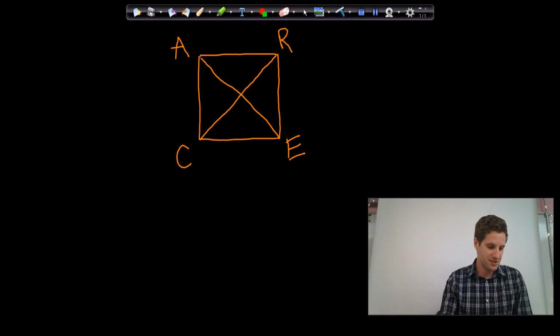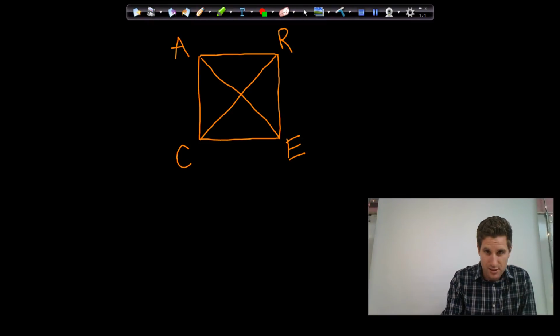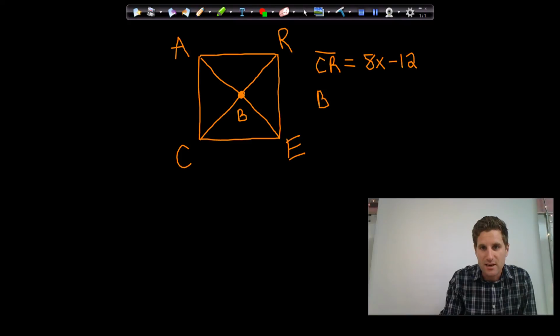Okay, let's see here. CR is equal to 8x minus 12. And what could the middle be called? Let's do a B for Care Bear. BE will be equal to, let's say, 2x.